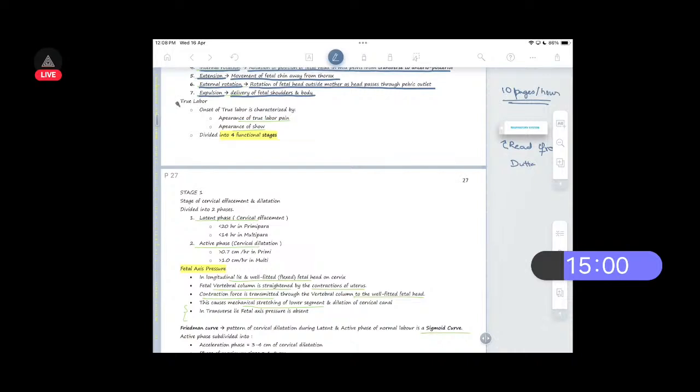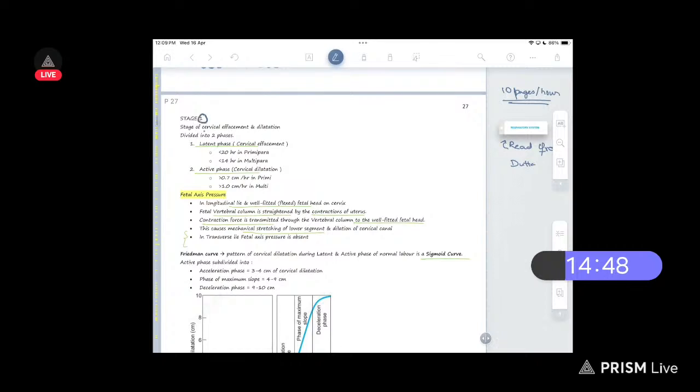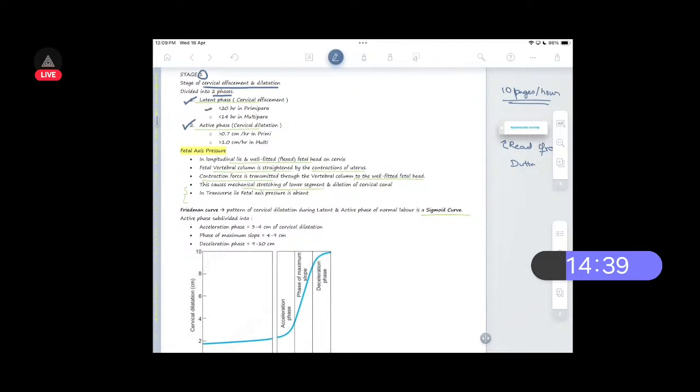Onset of true labor is characterized by appearance of true labor pain and appearance of show. It is divided into four functional stages. Stage 1, you have cervical effacement and dilatation. It has two phases, divided into latent phase and active phase. Latent phase is less than 20 hours in primipara and less than 14 hours in multipara. Active phase is more than 0.7 centimeter per hour in primigravida and more than 1 centimeter per hour in multigravida.